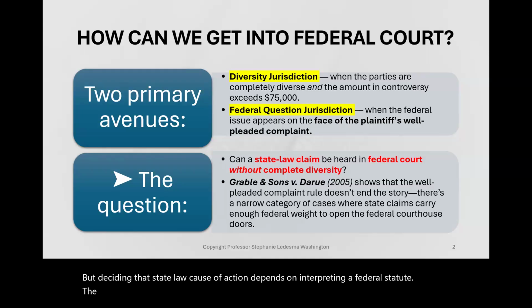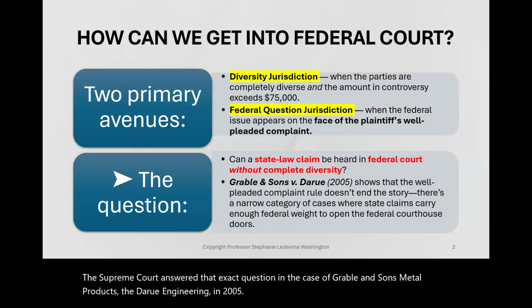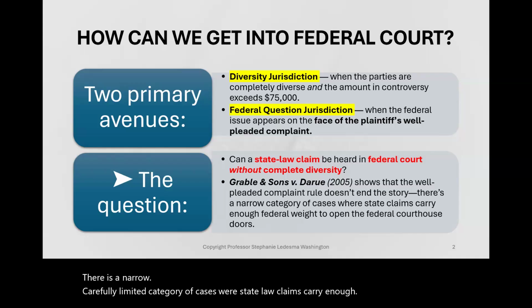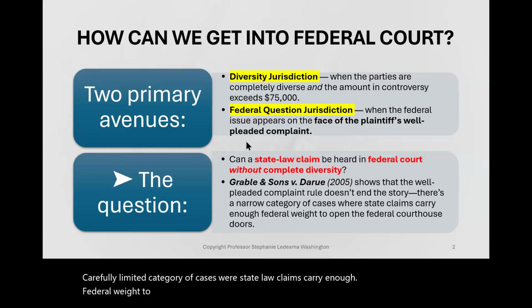The Supreme Court answered that exact question in the case of Grable and Sons Metal Products v. Darue Engineering in 2005. Grable shows us that the well-pled complaint rule, while the baseline for federal question jurisdiction eligibility, is not, however, the end of the story. There is a narrow, carefully limited category of cases where state law claims carry enough federal weight to justify a federal forum.